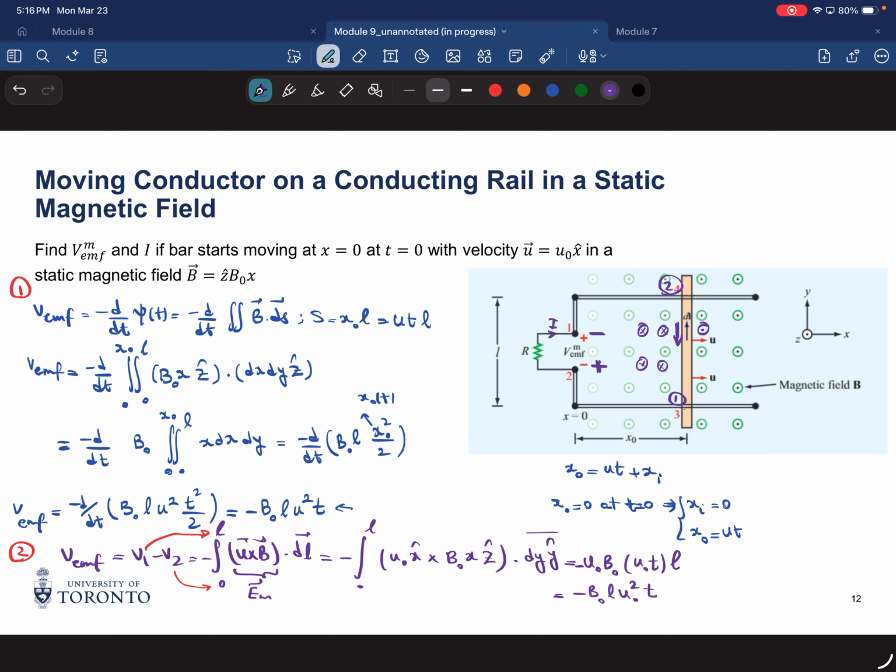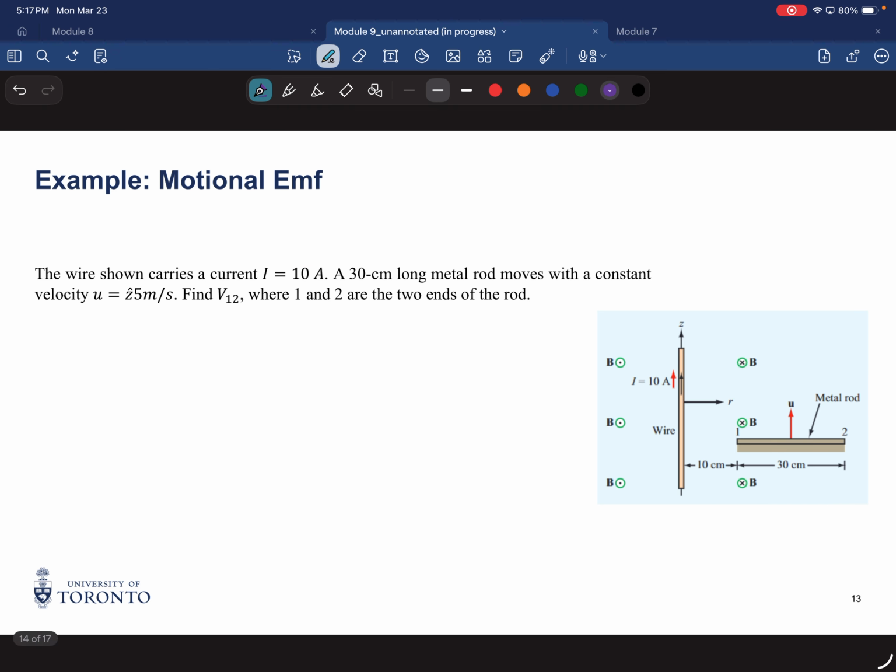So remember that the EMF is produced on the two sides of the two points of the rod, and then you just follow that through the circuit till you get to the resistance. Let's solve more examples of this motional EMF.